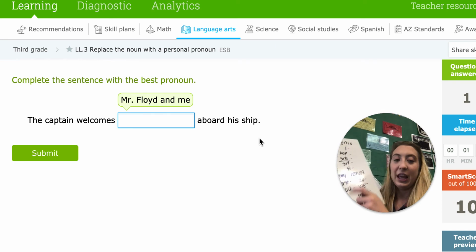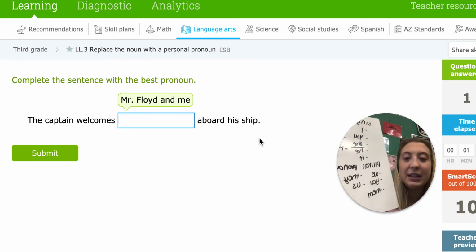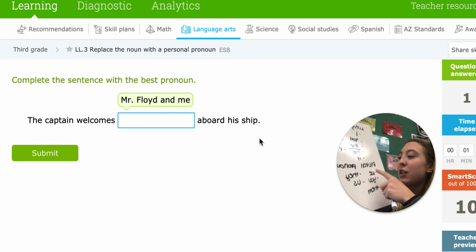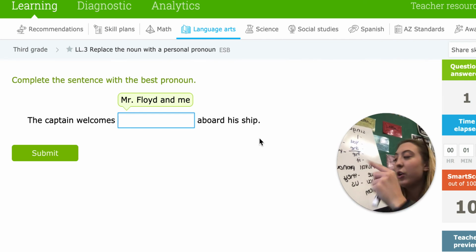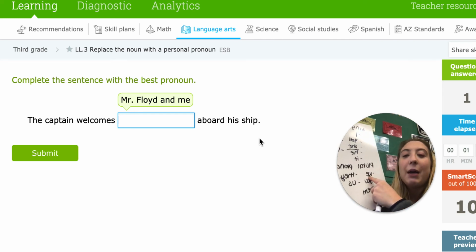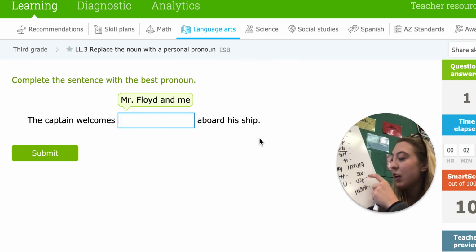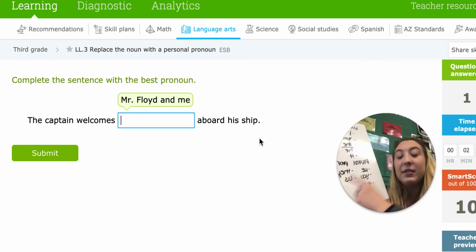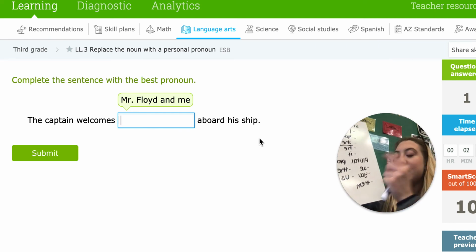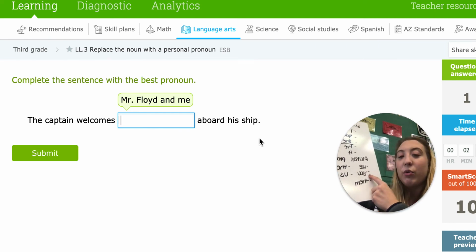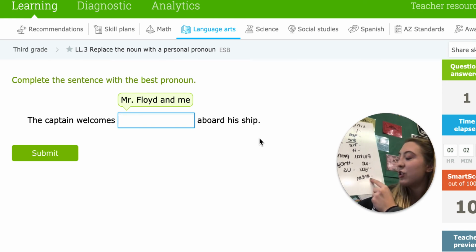So now I have to think. A good way to help with this is using the plural pronouns in place of the words. So if I say we, the captain welcomes we aboard his ship. Does that make sense? It doesn't sound that good. So let me read through all of them, replacing them, and see which one sounds the best. The captain welcomes you aboard his ship. No, I still don't like the sound of it.